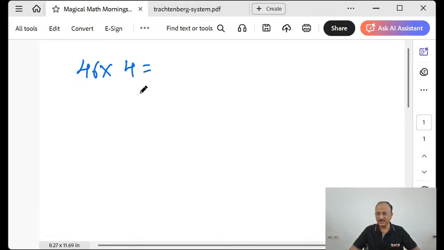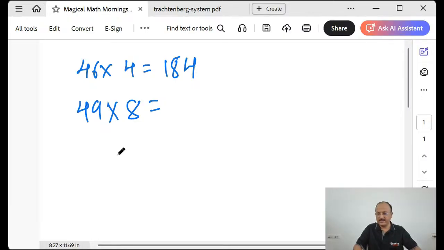4 fours are 16, so 160. 6 fours are 24. Always we'll start from the tens and then units, so that addition is very easy. Yes. Very good. It is 184. You're all very fast. Let's take 49 into 8.